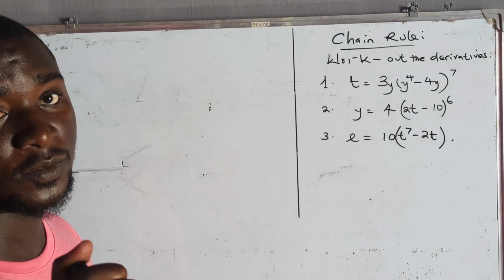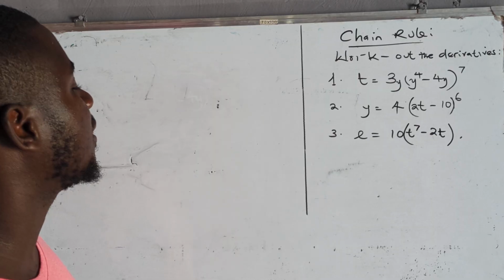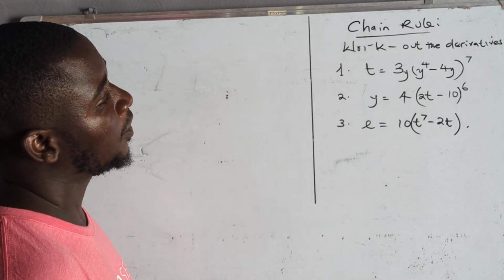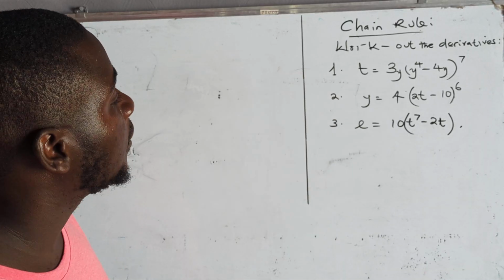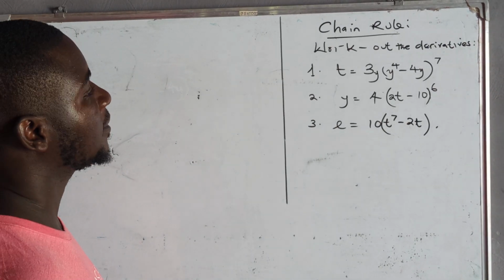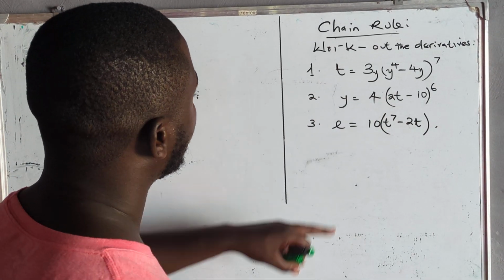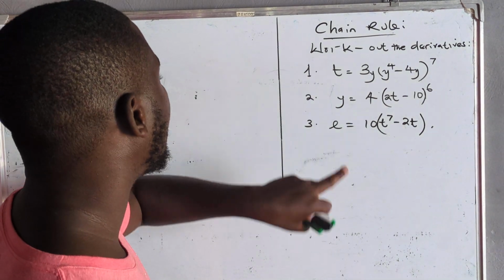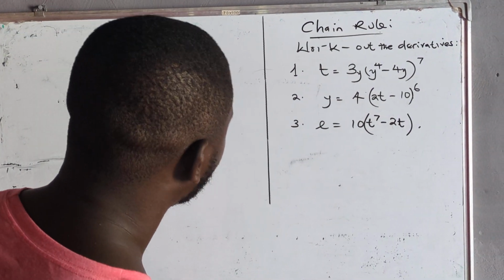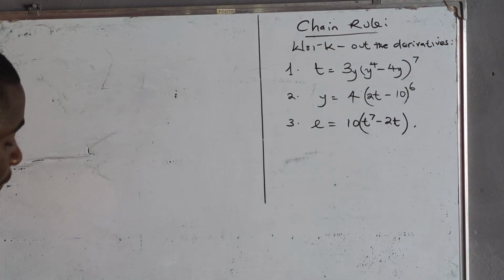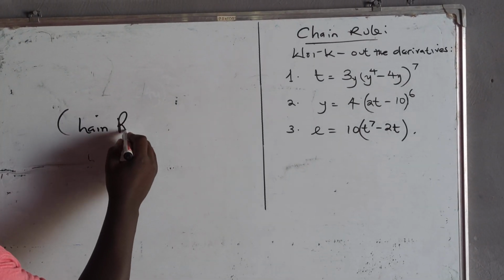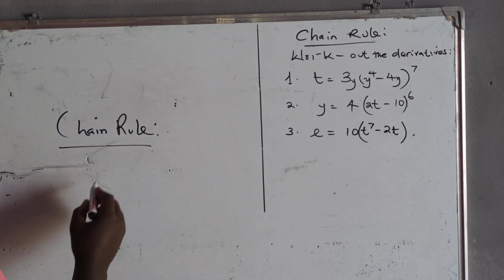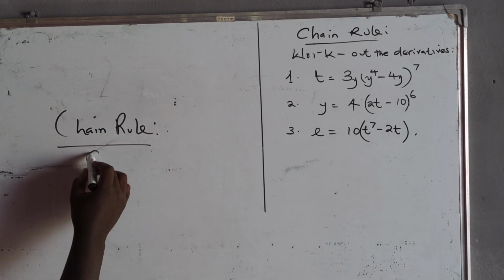Okay, today we are going to do something very easy, and this is the chain rule, also known as the power rule. Right? And we have to work out these three questions on the board, of which one says t is equal to this function, and the second one we have y, and thirdly we have e. So if we're using the chain rule, what we have to understand is the general formula that we have to use.